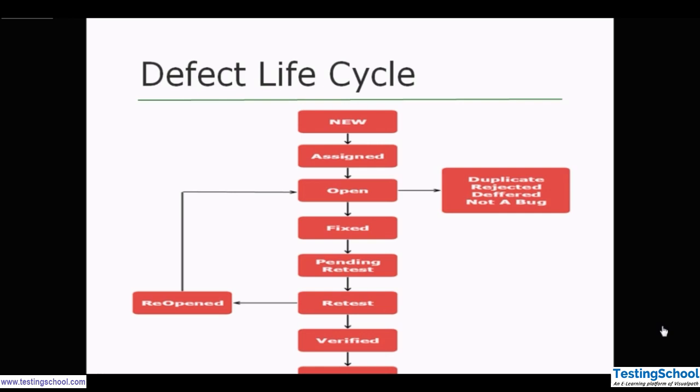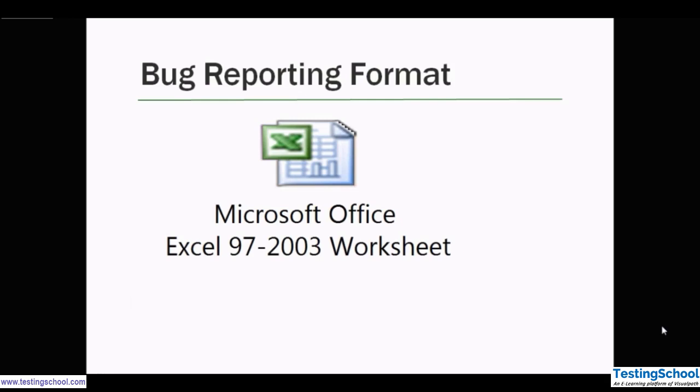Deferred is a state where he can defer it to some other cycle, like they are not fixing this defect as of now and they can fix it later, or they can mention it is a duplicate or it is rejected, like this functionality is not needed and it is not a defect, it is not a bug. So this is the life cycle of a particular defect that goes from New to Closed status. Then I have attached a reporting format for a particular defect in an Excel sheet. So let's see this format.